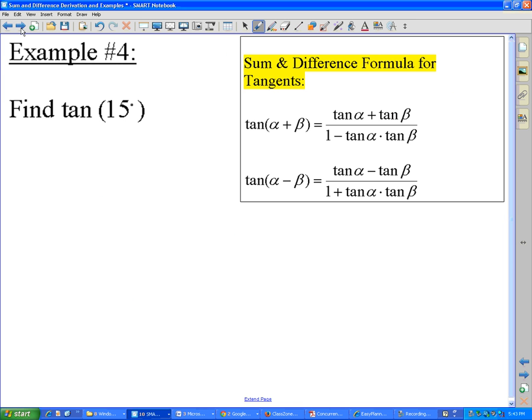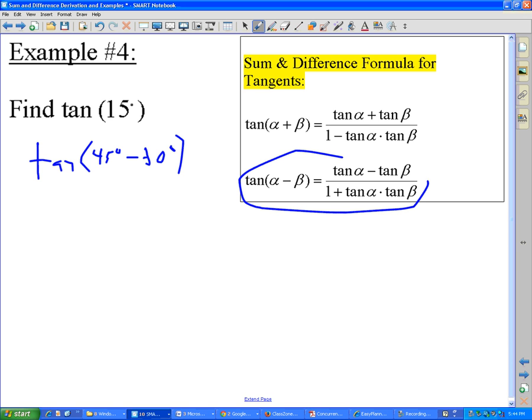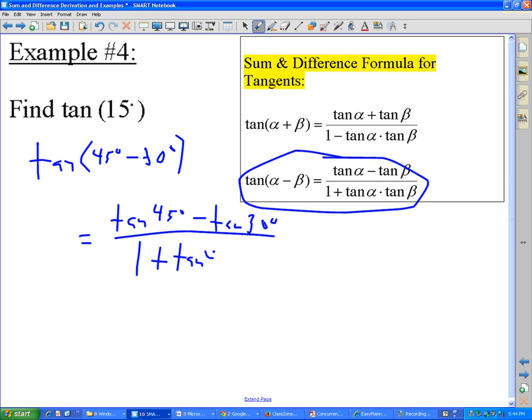One last look here, we'll do tangent 15 degrees, just so we can get a glimpse of the tangent formula. And I'm just going to do tangent 45 degrees, subtract 30 degrees. That's an easy way to get 15. And so I'm using a difference formula, so I'm going to use this guy right here. And we're going to get tangent 45, subtract tangent 30, divided by 1 plus tangent 45 tangent 30.